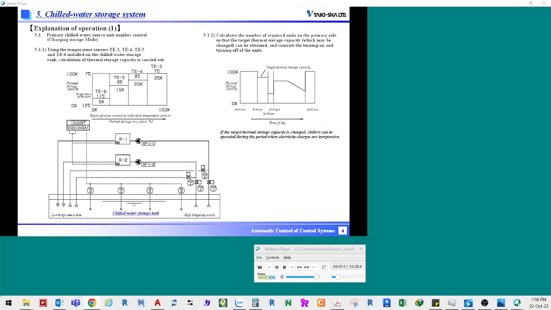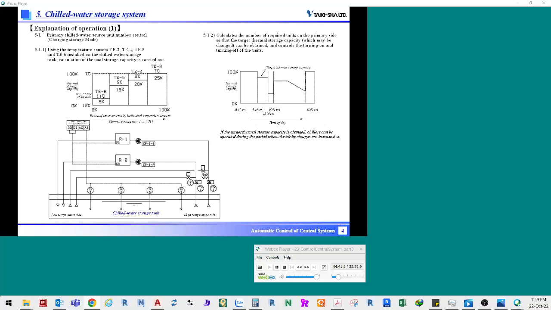The temperature sensors TE3 to TE6 are arranged in order from the low temperature side to the high temperature side, which accumulates the heat radiated by the cooling coil. The number of the temperature sensors is generally 2 to 8 depending on the areas of the chilled water storage tank. Target thermal storage capacities are set once every hour. The graph on this slide is an example of target thermal storage capacities.